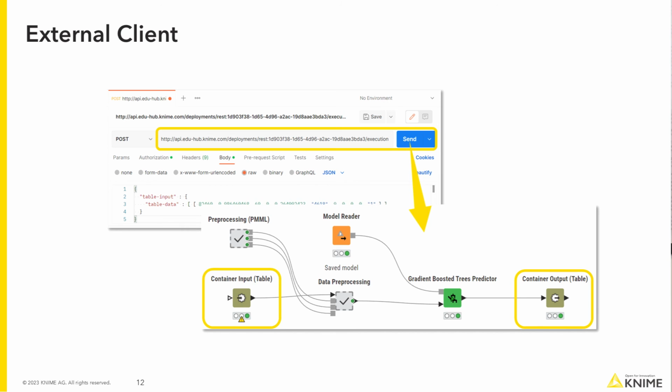In this case, the data and the caller are exchanged in a JSON format via container input and output nodes, and the call workflow must be exposed to external clients as a RESTful service via deployment on the KNIME Business Hub. In this video, you have learned what workflow invocation is, what call and caller workflows are, and finally, now you know how to call a workflow from another workflow.